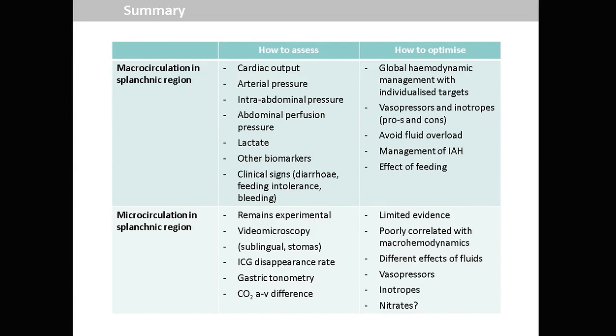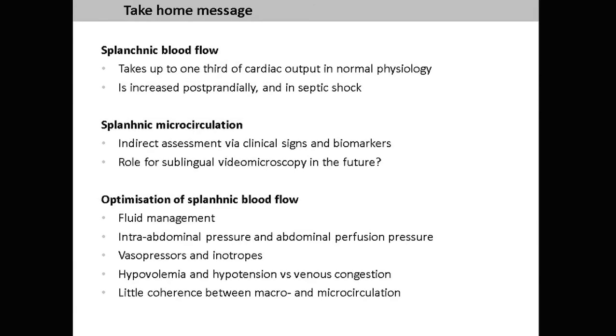So it is difficult to assess both of them. How to optimize? Maybe we should remember how macrocirculation in the splanchnic region is influenced. So the take home is that 1/3 of cardiac output goes to the splanchnic area. There is splanchnic microcirculation via video microscopy, maybe in the future. Fluids definitely play a role in the splanchnic area, and we should be aware of the risks of intra-abdominal hypertension in that respect. Thank you for your attention.